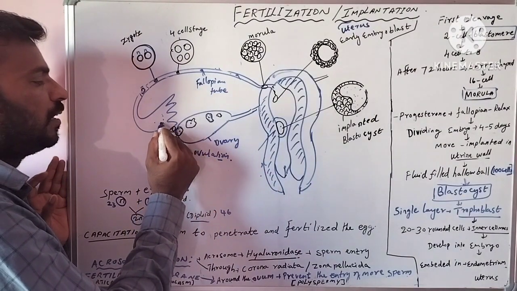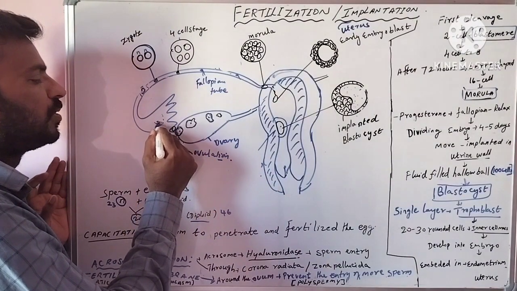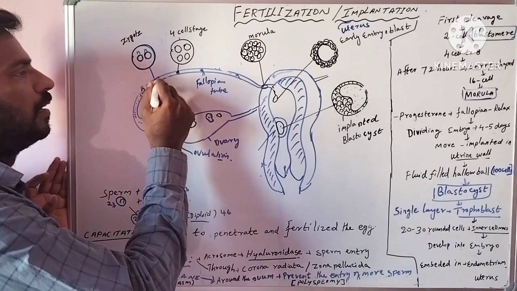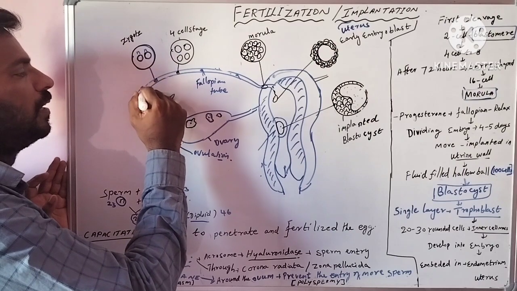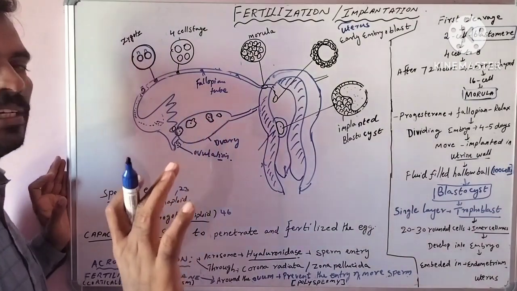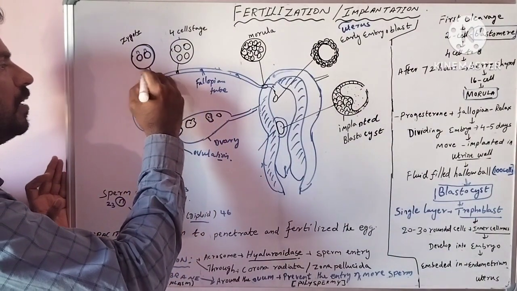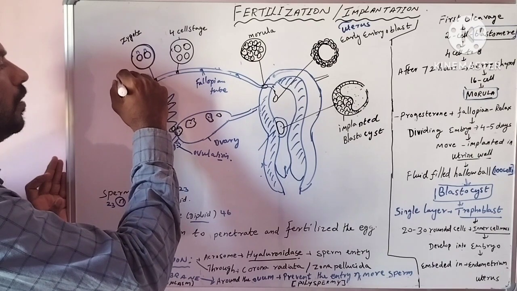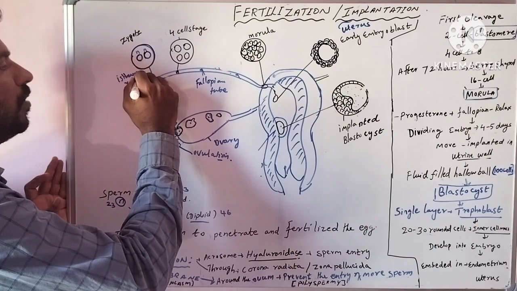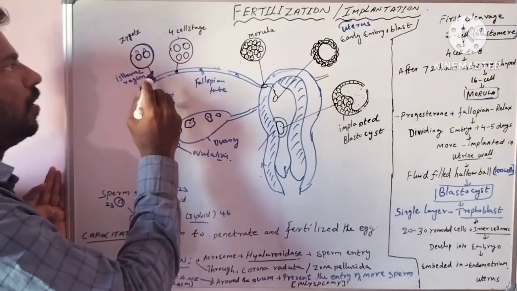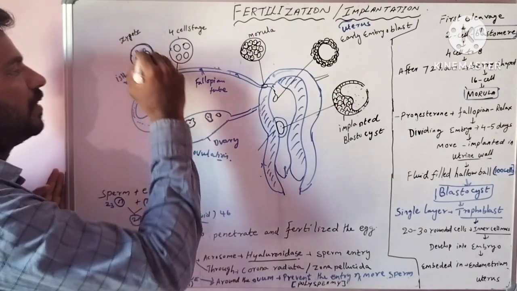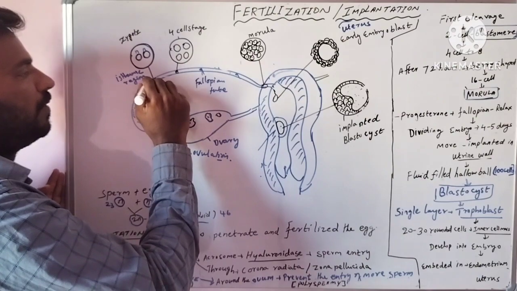Okay. Then the matured egg moves towards the fallopian tube, the ampulla region of the fallopian tube. Then it will move to the isthmic region of the fallopian tube. Isthmic region, a very short and thin region. Okay. Now the egg is fertilized. The fertilization takes place in the fallopian tube.